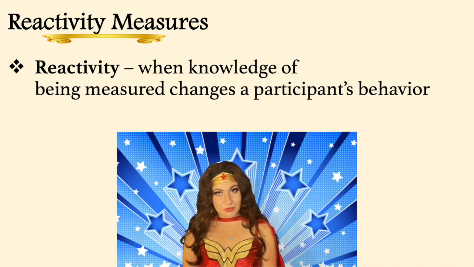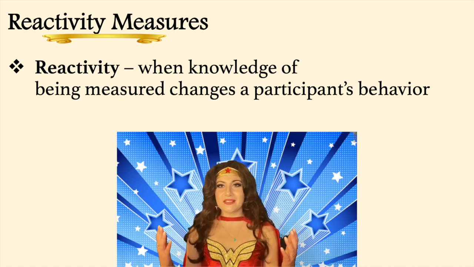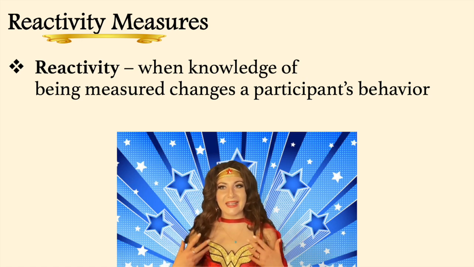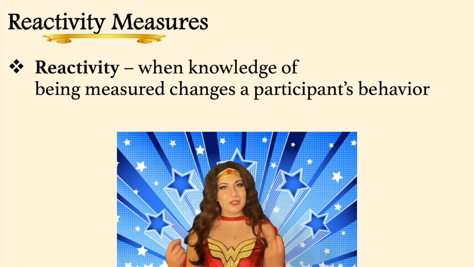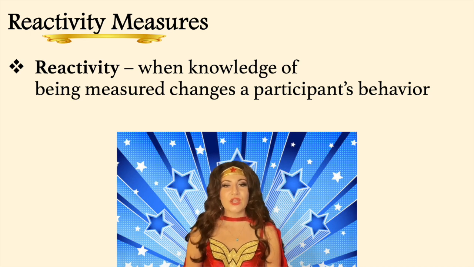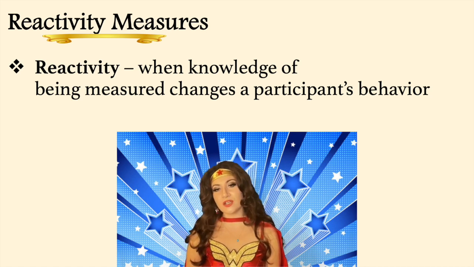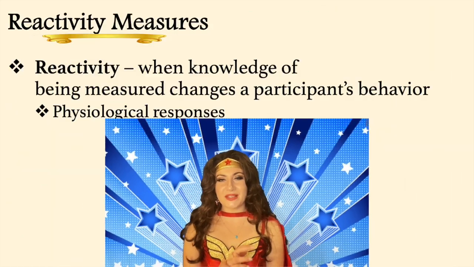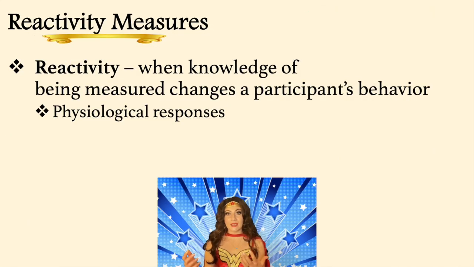Unfortunately, when we conduct research, our goal is always to have participants act and behave as normally and naturally as possible. But you can imagine that when people know that they're being observed, they tend to behave in other ways. So reactivity is when the knowledge of being measured changes a participant's behavior. Some of these changes that we can see can include physiological responses. For example, participants can start sweating or their heart rate can increase.